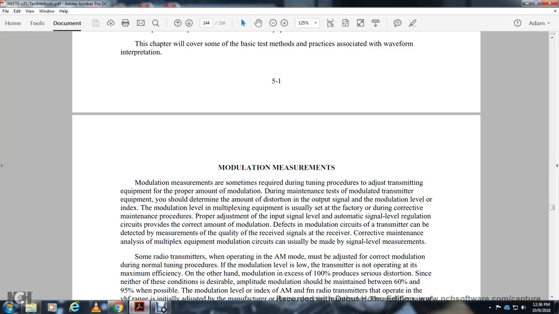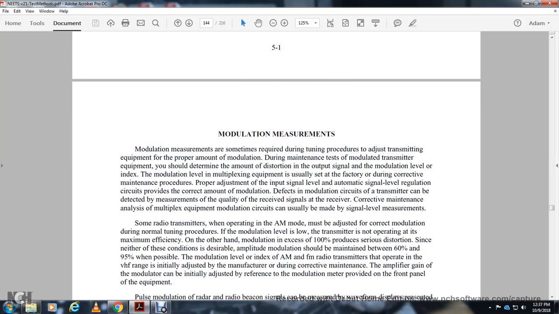Poor adjustment of the input signal level or of the automatic signal level regulation can be perceived. The circuit can provide the correct amount of modulation to the modulation circuit of the transmitter. The quality of the received signal at the receiver can be checked with the measurement for correct maintenance. The analysis of multiplex equipment modulation circuits is usually made with a single level measurement.